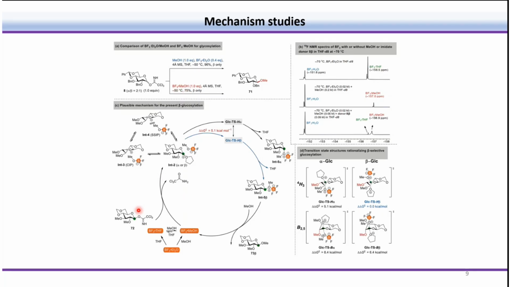From here they conclude that 72 in the presence of BF3 is activated, forming intermediate 2. This intermediate 2 goes to intermediate 4, and like that they are in equilibrium. But in the case of the transition state, alpha and beta, in the case of beta the energy is less, so this makes intermediate 5, and beta gives selectively the 1,2-trans product.